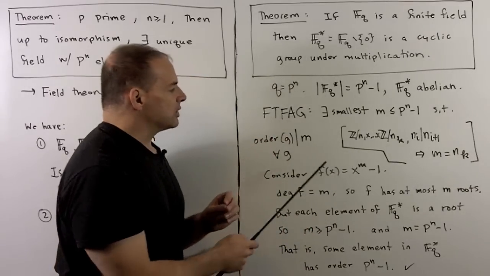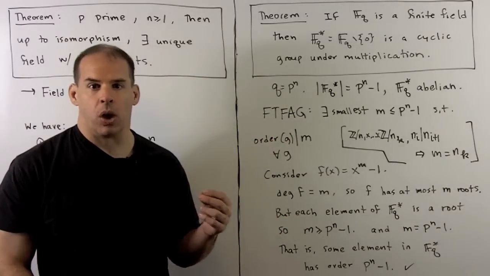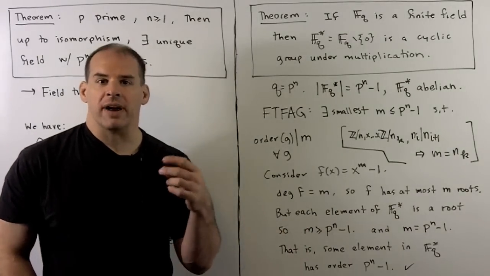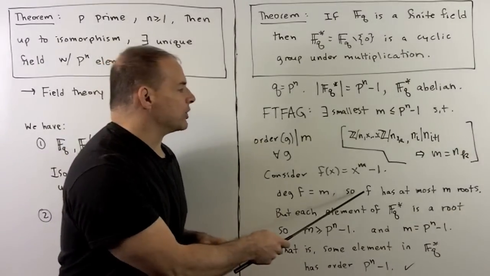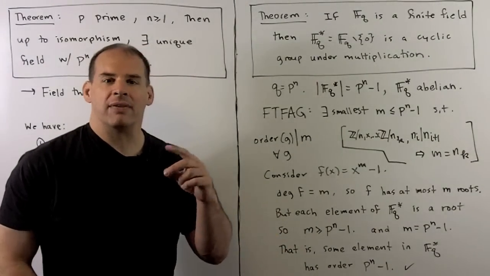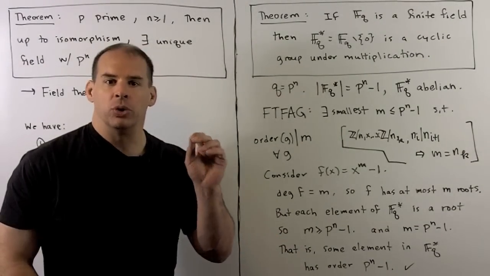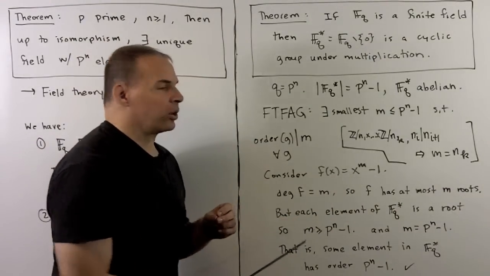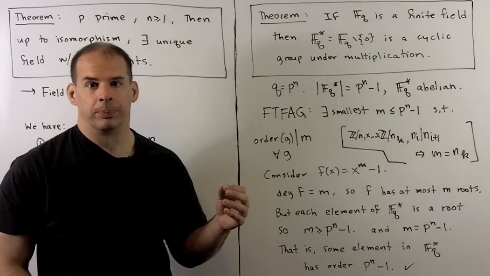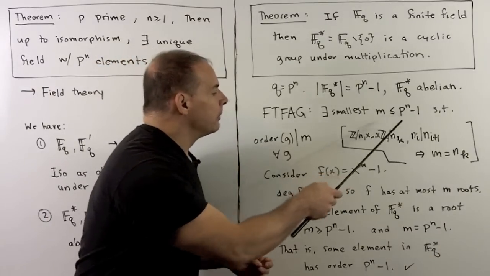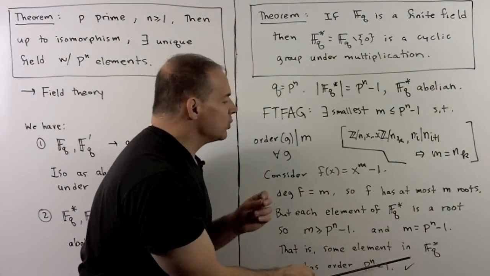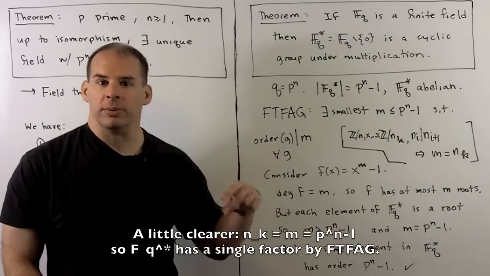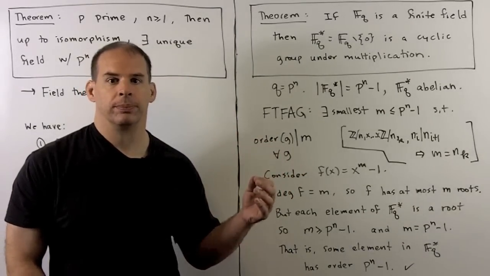Now with that, let's consider f of x equal to x to the m minus 1. From our theorem from before, the degree of f is equal to m, so that means f has at most m roots, but every element of the group of units is a root of this polynomial. So that forces m to be greater than or equal to p to the n minus 1. With our assumption here, they must be equal. So that means we have some element with order p to the n minus 1, and that forces our group to be cyclic. So that's our proof.